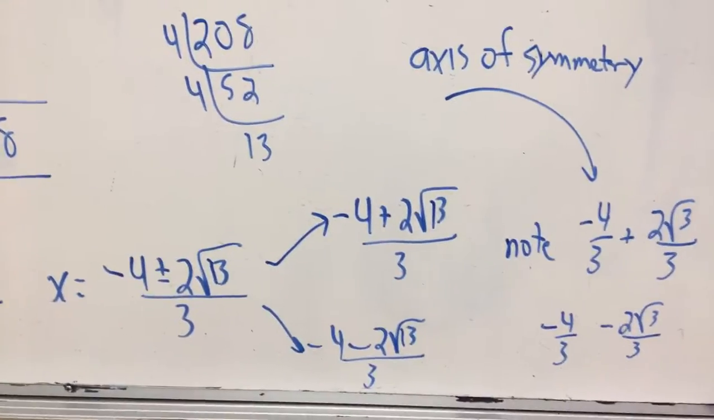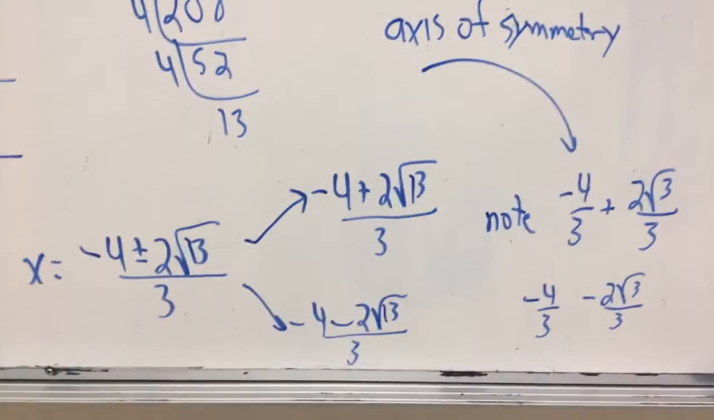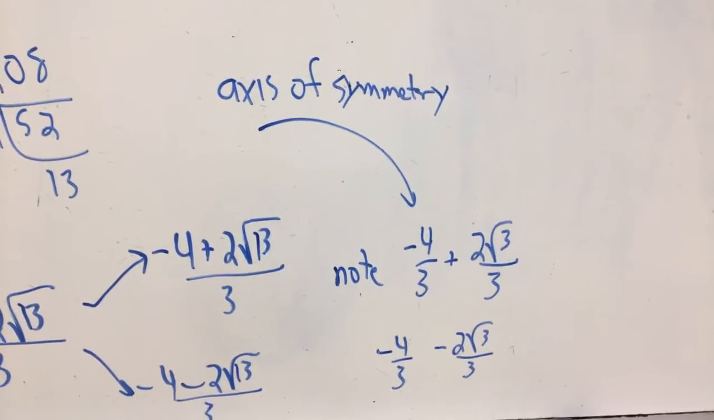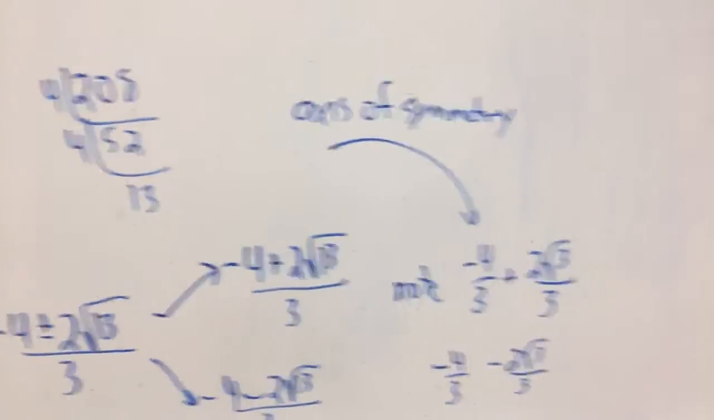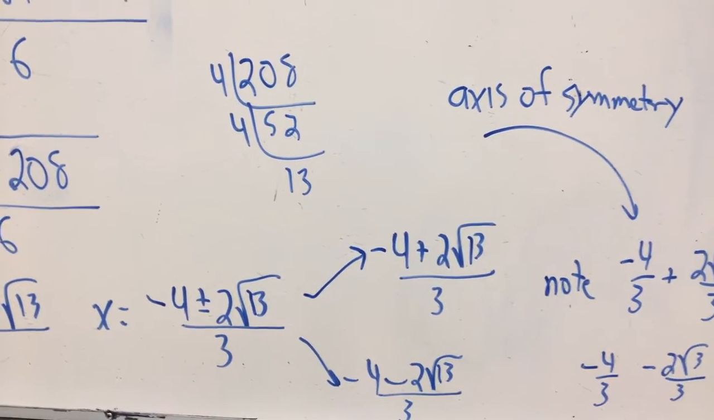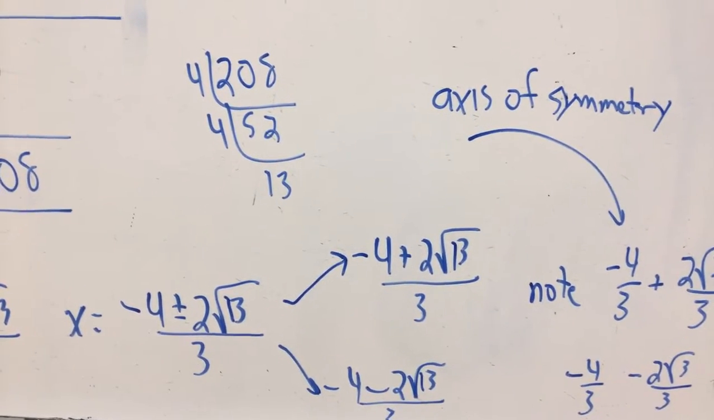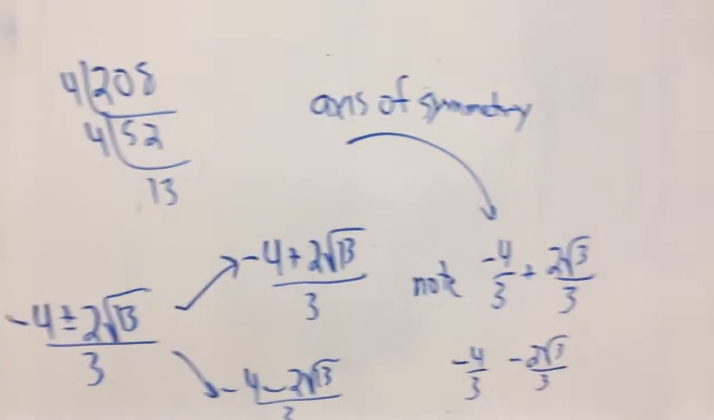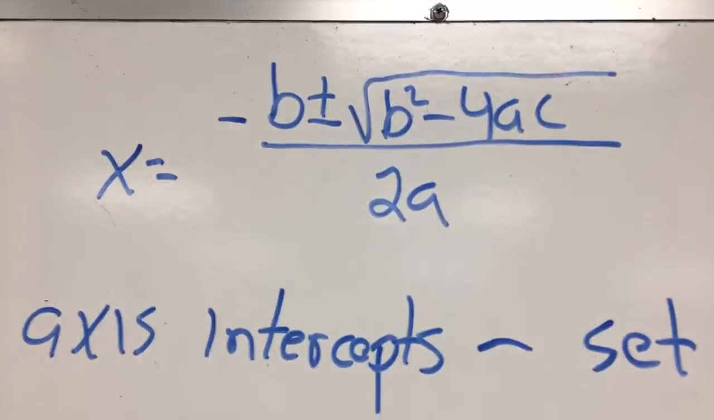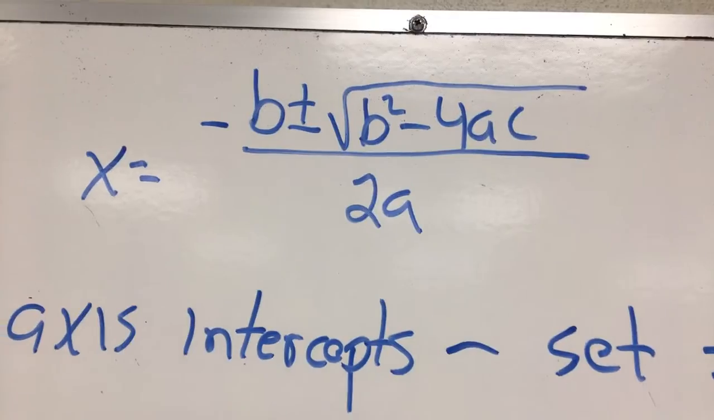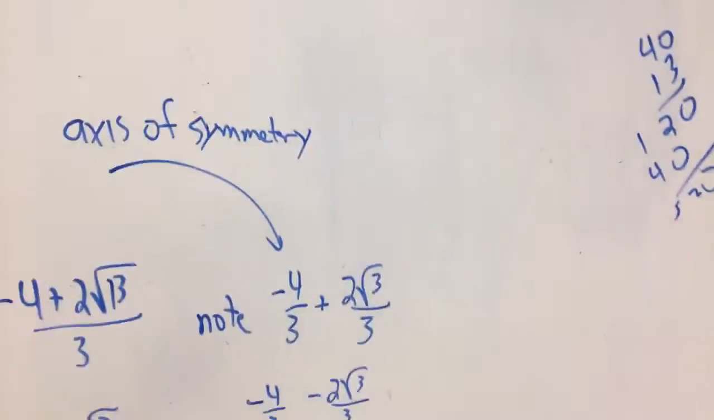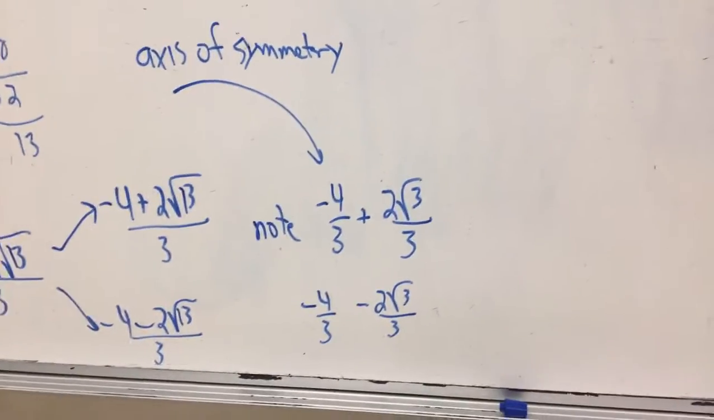And note that negative 4/3, that is the axis of symmetry. Anytime you solve using the quadratic formula, the first part of that had better be the axis of symmetry. That's the beauty of the quadratic formula. Because look at that, there's your negative b over 2a. There it is. All right, so there's the zeros.